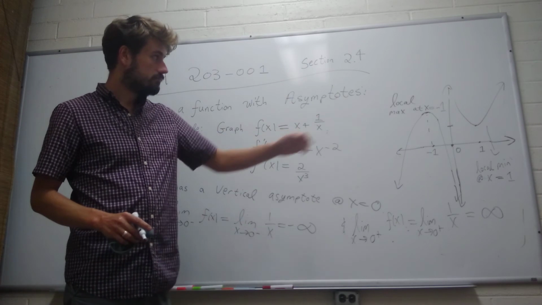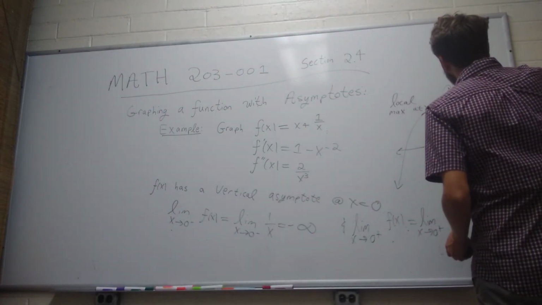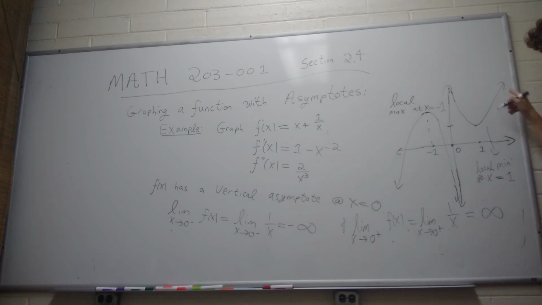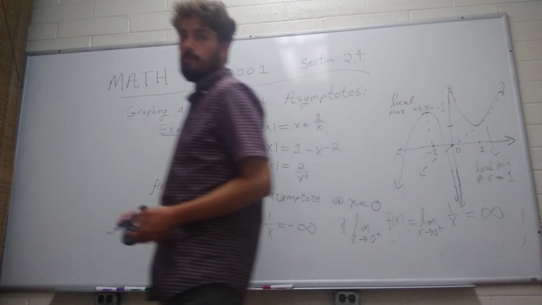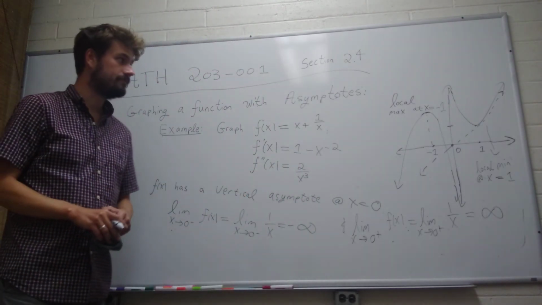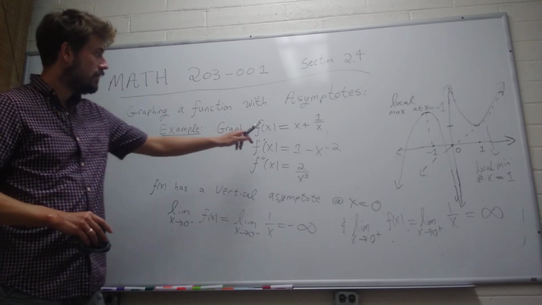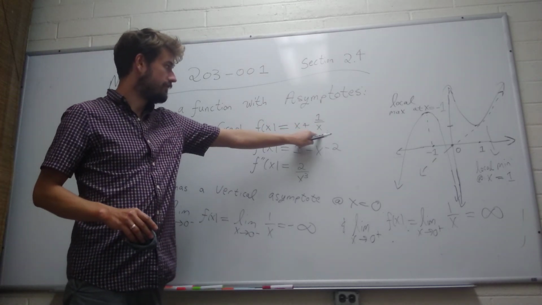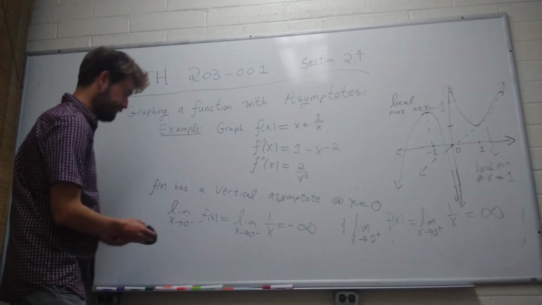But the other thing, what about this thing here? This here is also actually an asymptote. Why is it an asymptote? It's an asymptote because when we set y equal to x, that's an asymptote. Because when x goes to infinity, this term vanishes. What are we left with? We're left with y equal to x. It's called a slant asymptote.